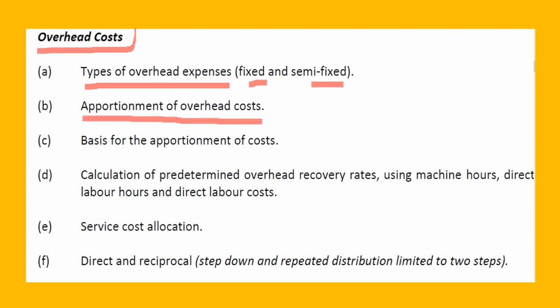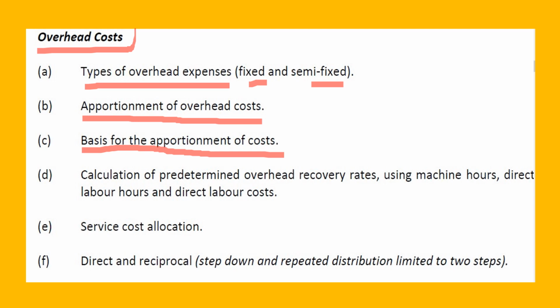Okay, apportionment of overhead costs. We must be able to apportion the overhead costs using an appropriate base. We might be called upon to select the base itself, for example, things like floor area or number of purchase orders. This relates to the same thing: the basis for the apportionment. It must be something related to the cost itself that we choose our base from.